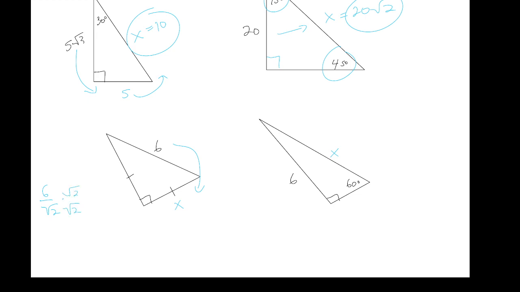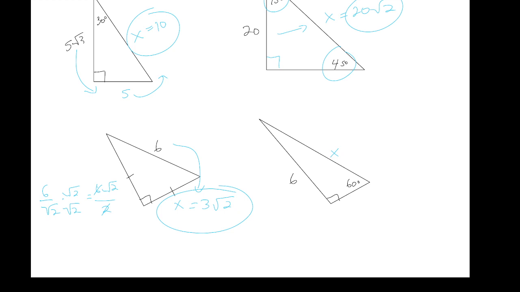So we're going to rationalize our denominator, multiplying both top and bottom by 1. This is what my 1 looks like: rad 2 over rad 2 is equal to 1. So 6 times rad 2, and then rad 2 times itself is going to rationalize that, and I'm just going to get a 2. Then I'm going to simplify to get my x being equal to 3 rad 2.